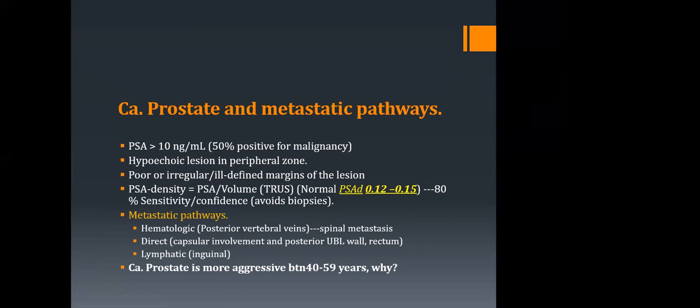Some of the drainage of the prostate drains into the posterior vertebral veins. That is why we get metastasis in the spine. So if you are doing a lumbosacral X-ray, a pelvic X-ray, or you are doing MRI or CT and see metastasis, this is the metastatic pathway, the posterior vertebral veins. Immediately that should alert you, go screen this patient for CA prostate.